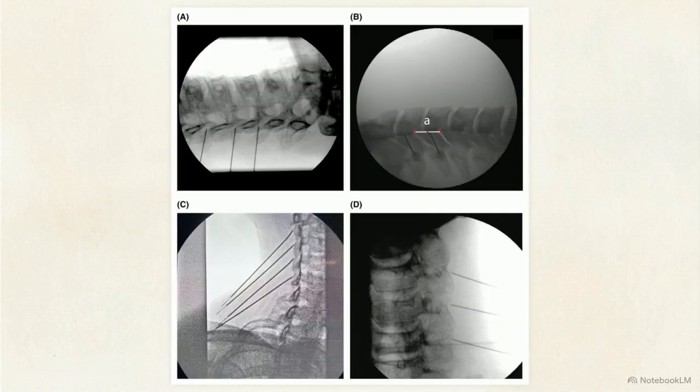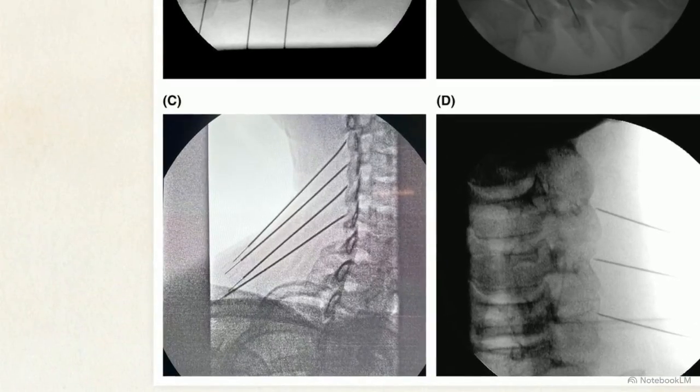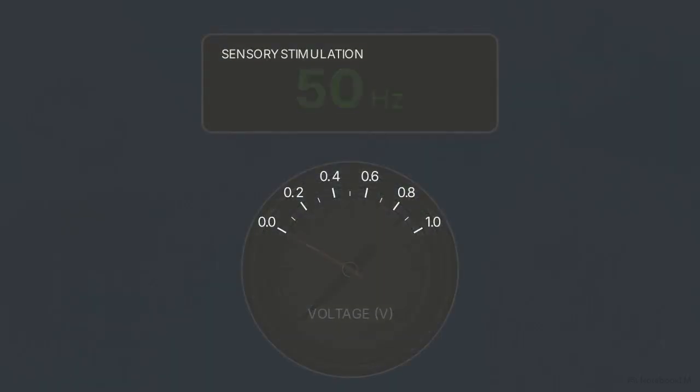These panels show exactly what this optimal placement looks like under live fluoroscopy. In the antero-posterior view in panel C, the final position of the needles rests perfectly within the concave waist of the facet column. Even with perfect anatomical placement, vital electrical safety checks are required before any heat is applied.